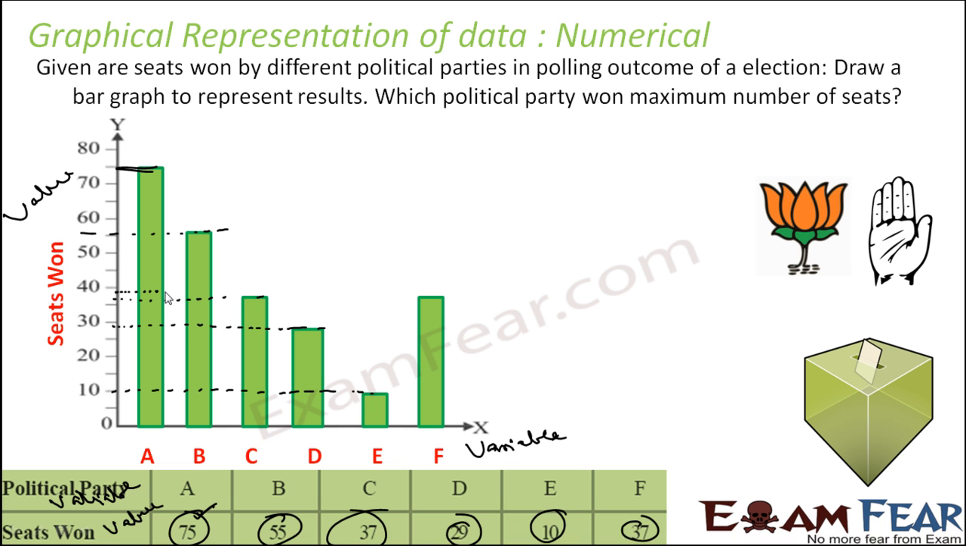They are the same actually, 37 and 37, yes, they are the same. And this is the bar graph. Looking at this, I can see that party A has won the maximum number of seats, and party E has won the minimum number of seats. Just by looking at the graph, I don't even need to know the numbers. This is the bar graph for this particular data.